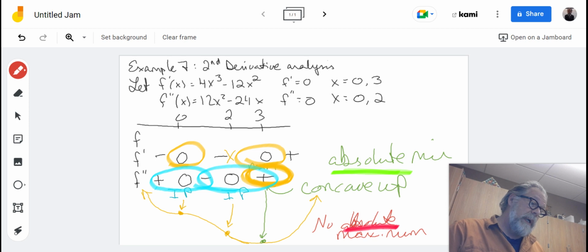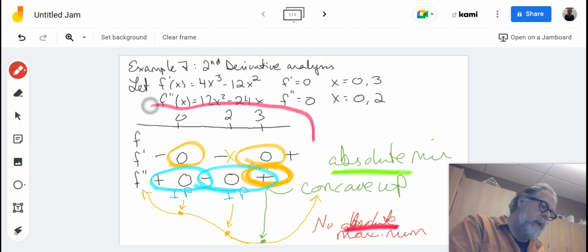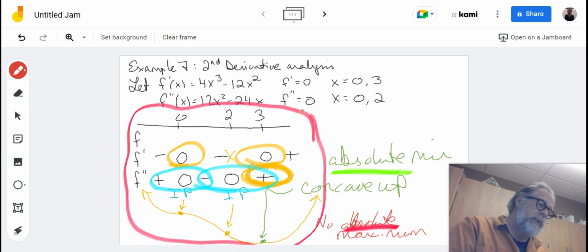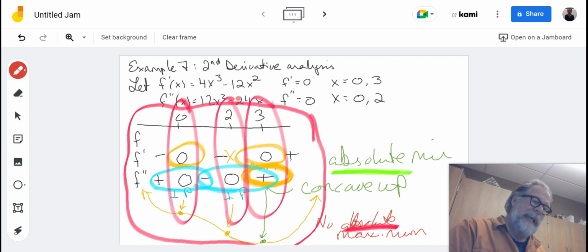All right. What are the takeaways? The things that are highlighted: critical points, inflection points, concavity, and building this chart, which will allow you to see all of the important points and what is happening at each of them.